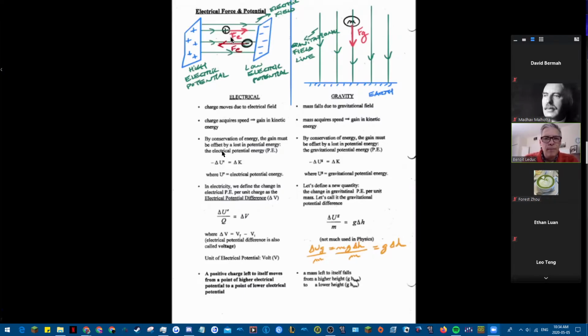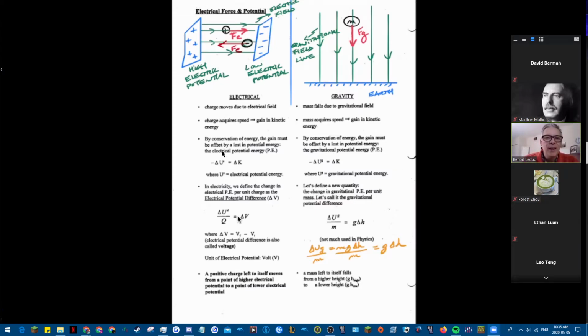Okay, so as this object, yes, Madav? What's the difference between electrical potential energy, as in UE, versus V, the voltage? UE is the electrical potential energy and V is the electrical potential.